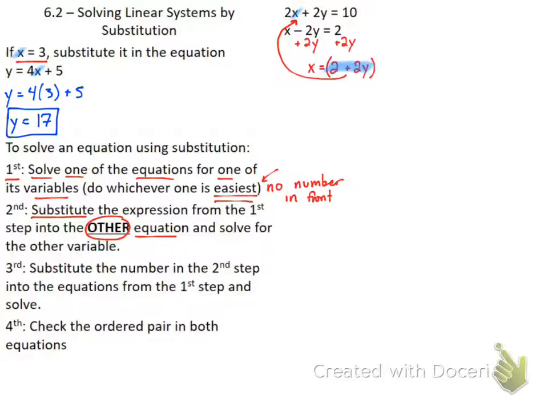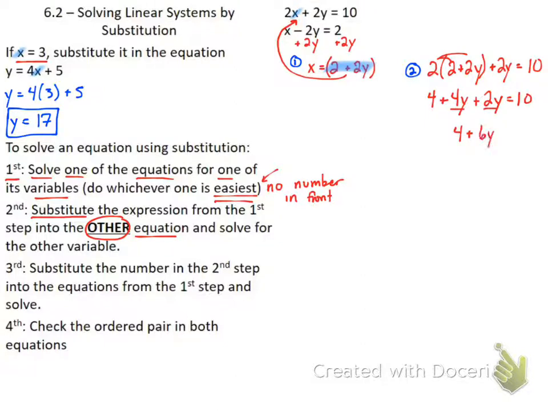So this was my first step. My second step is I will have 2 parentheses 2 plus 2y, plus 2y is equal to 10. Then I can distribute, get 4 plus 4y plus 2y is equal to 10. Combine my like terms to get 4 plus 6y is equal to 10. Subtract the 4. From there, it's just solving an equation like we've done before. So 6y is equal to 6. And then divide both sides by 6. So I get y is equal to 1.